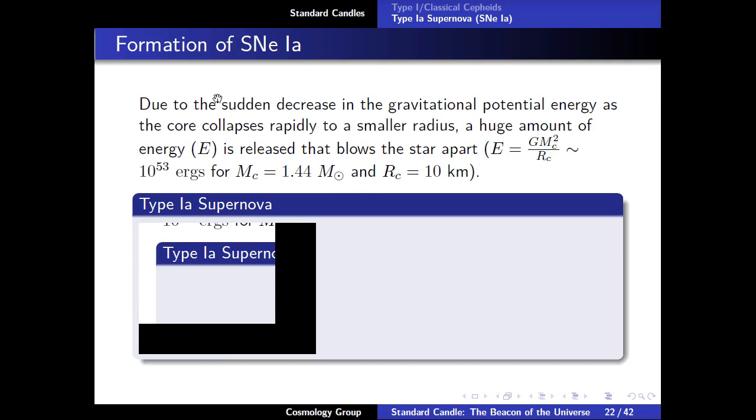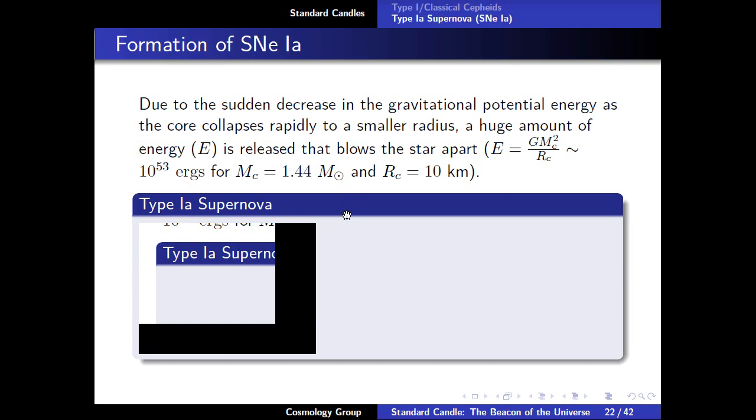Now, formation of type 1a supernova. Due to the sudden decrease in the gravitational potential energy as the core collapses rapidly to a smaller radius, a huge amount of energy is released that blows the star apart. The energy release is given by GM squared divided by R, and this comes out to be of the order of 10 to the 53 ergs, for a core mass equal to the Chandrasekhar limit and core radius equal to 10 km.